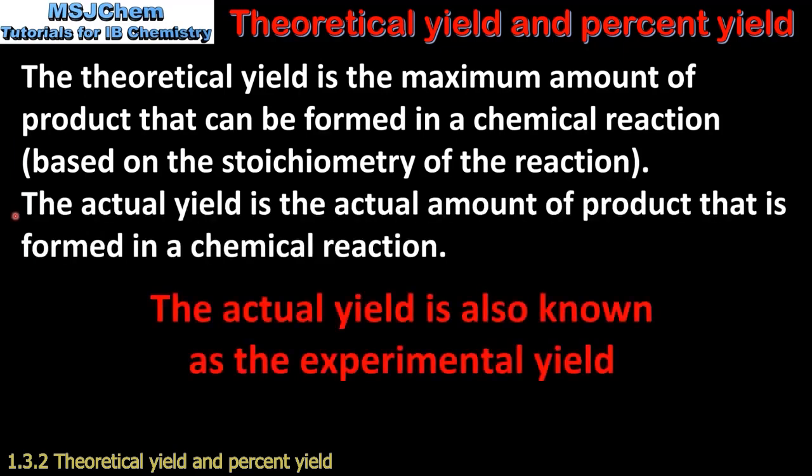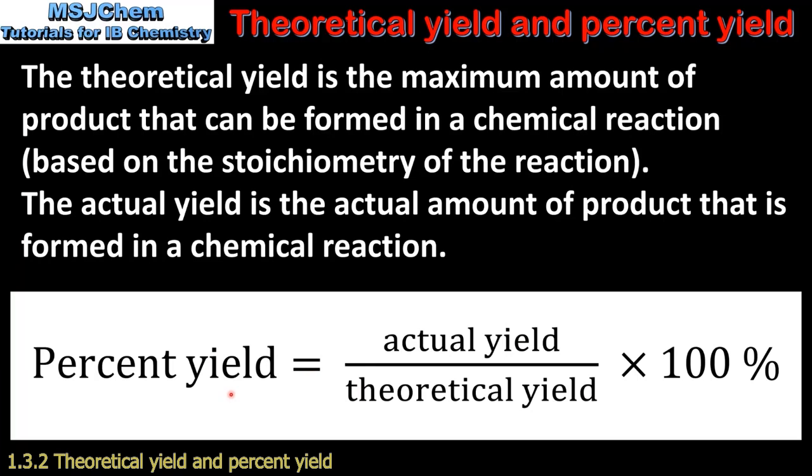We also have the actual yield, which is the actual amount of product that is formed in a chemical reaction. Note that the actual yield is almost always less than the theoretical yield. If we know the actual yield and the theoretical yield, we can calculate the percent yield. So the percent yield is the actual yield divided by the theoretical yield multiplied by 100%. So next we look at some examples.